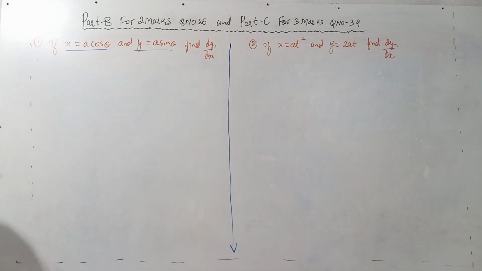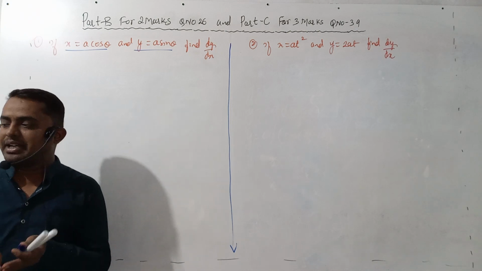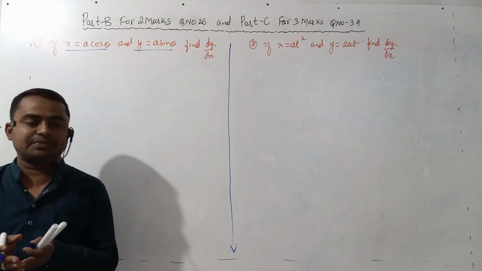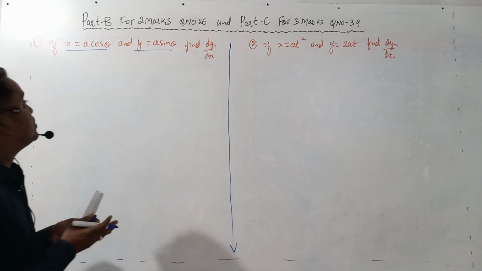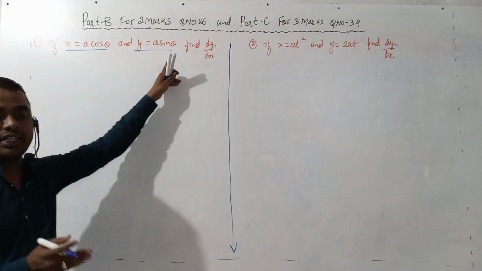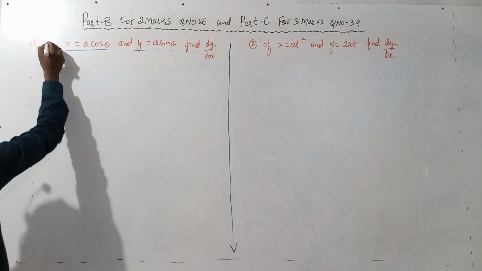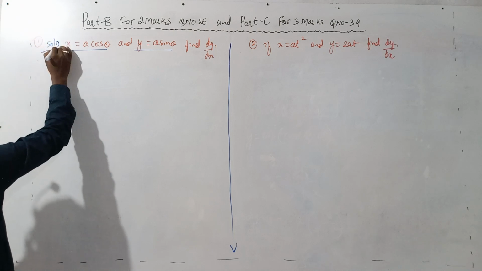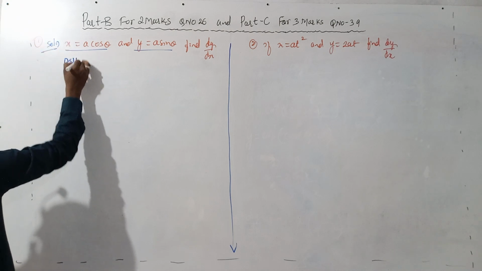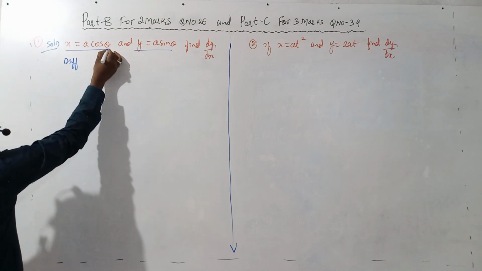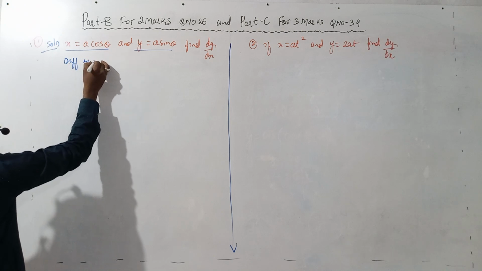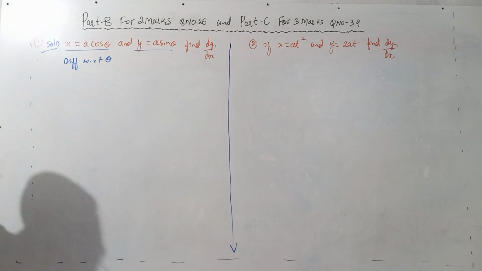We have to differentiate these two parametric equations separately. First of all, write the solution's first step as it is. After writing the first step, differentiate with respect to the third variable here, that is theta. Differentiate with respect to theta.